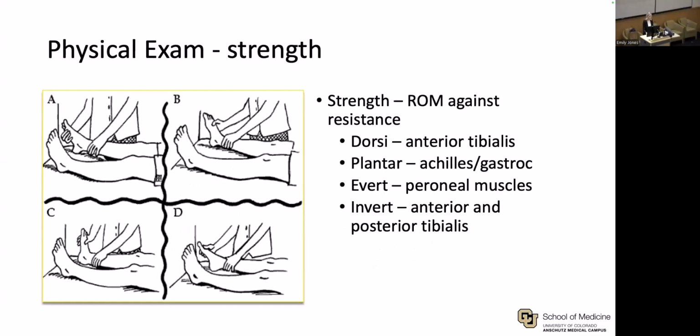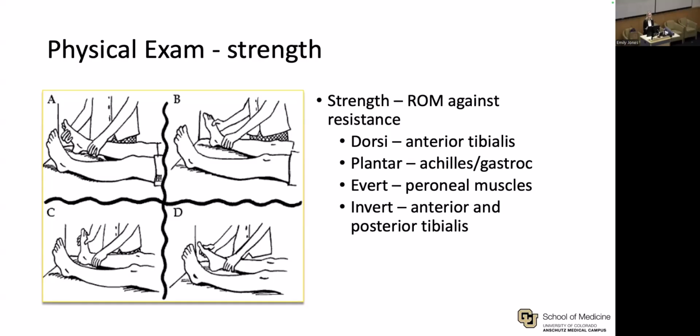And then it's strength test, which is basically range of motion, but against resistance. So when you're doing resisted dorsiflexion, you're testing that anterior tibialis. When you're doing plantar flexion, it's the Achilles gastroc. Eversion is the peroneal muscles, and inversion is the anterior and posterior tibialis. And it's very easy for someone to plantar flex against your hand.